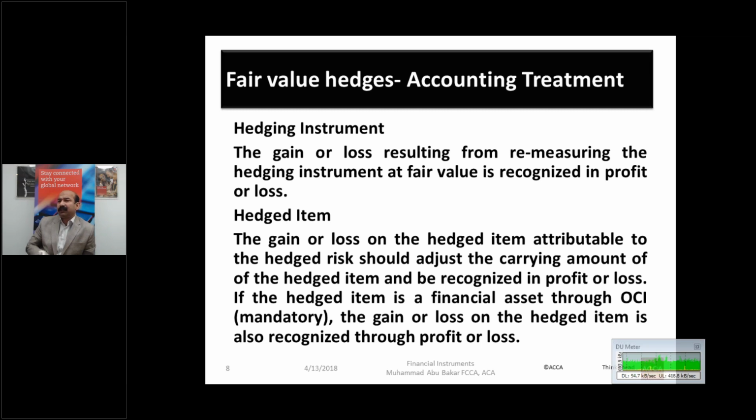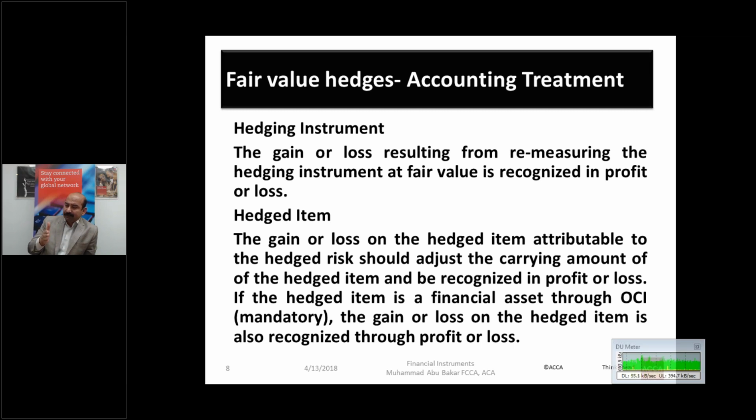In fact, this is not the standard definition, but this is the basic understanding. Something which you want to protect, whose fall in value needs to be protected, that is hedged item. And the item which is being used to protect yourself, to hedge an item, that will be termed as hedging instrument. Okay, so you hedged an item with a hedging instrument.